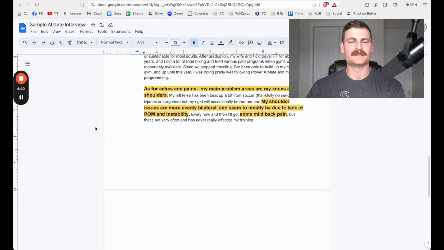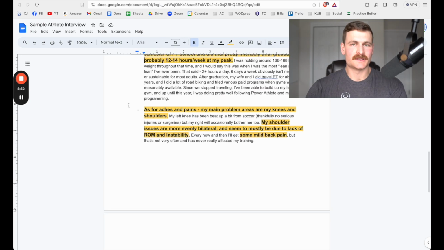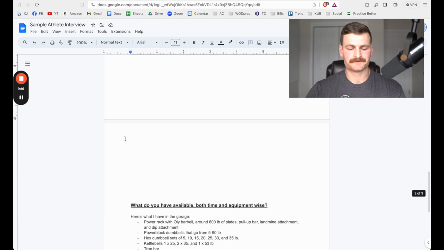Next, in the what is his experience, we want to see if he has any aches and pains or anything that we're going to have to kind of write the program around. He says that he has shoulder issues, more evenly bilateral, and seem to be mostly due to the lack of range of motion and instability. Whatever his symptoms are due to, it's good to kind of note whatever this pain and injuries are like, as well as some mild back pain, because as we're writing a program, we want to take into account the tolerance or the sensitization or the sensitivity of these areas and make notes as we're writing the program.